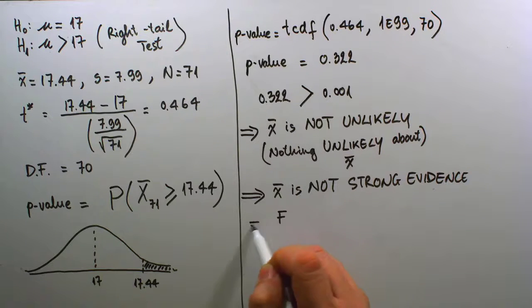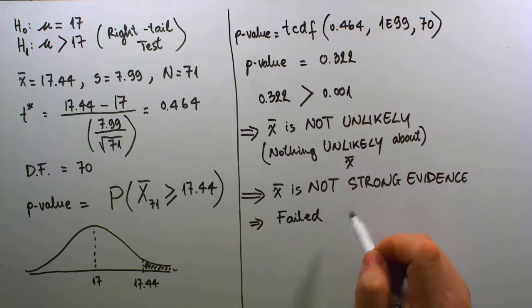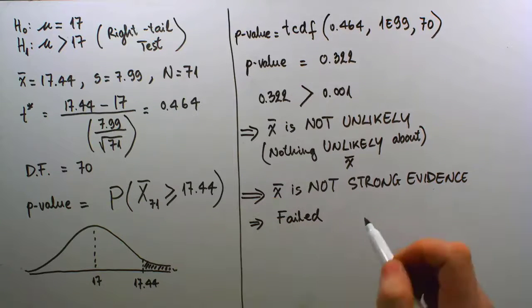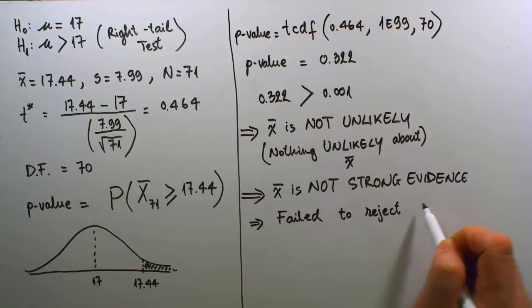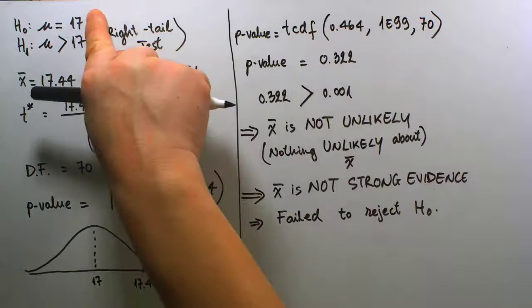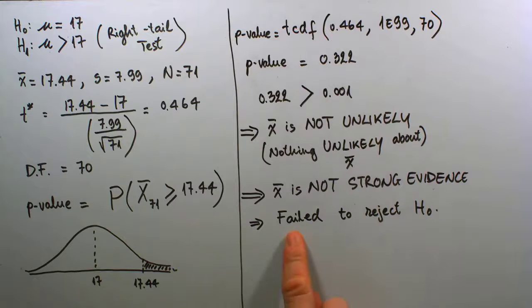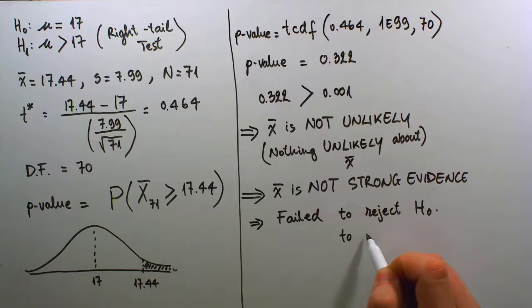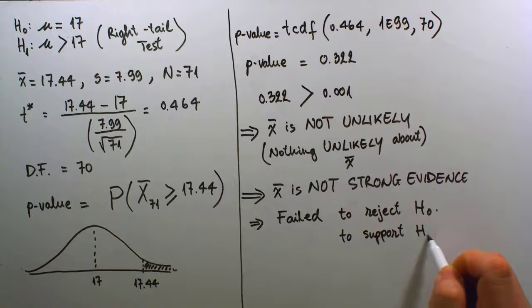But now, as we're not having strong evidence, as x bar itself, the sample itself, is not strong evidence, then obviously, just like I pointed out in the general lecture, what follows is that we failed. This test obviously showed that this sample failed to reject H sub 0. Meaning we haven't found anything wrong with this claim. So that's what it means to fail to reject H sub 0. Or we can also say that we failed to support H1 on the other hand.